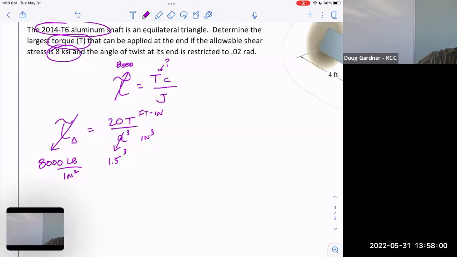Wait, foot inches. I screwed that up. I said foot pounds a minute ago and I got rid of pounds. I should have got rid of feet. Inch pounds, right? Sorry about that. You guys should have told me I was being dumb.